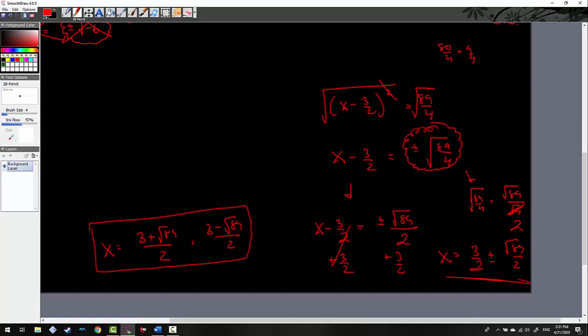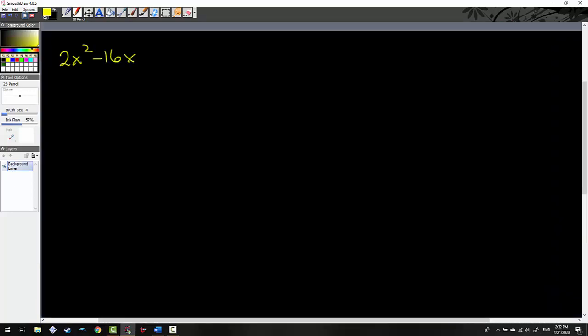Let me clean up the board again. We'll tackle the most difficult one, number 5, and then we'll be done. And here we are with number 5. So obviously this one's going to be harder because of this 2 hanging out here. Now actually I would be inclined to do the quadratic formula on this one, but I do want to get you guys practice at completing the square. So we will do completing the square for this one.